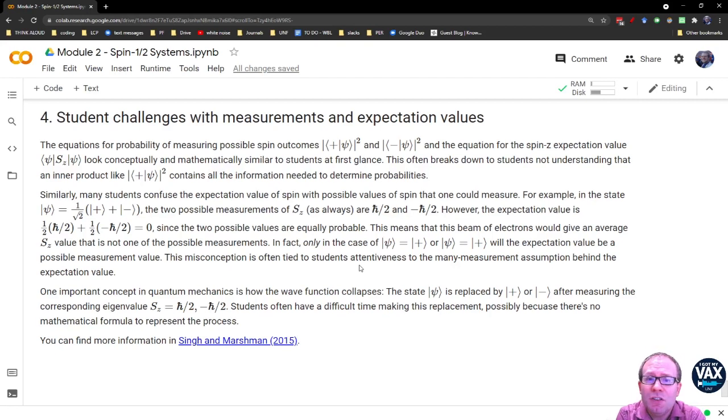In particular, students tend to confuse how to calculate a probability with how to calculate an expectation value. How do those differ conceptually? How do they differ procedurally?